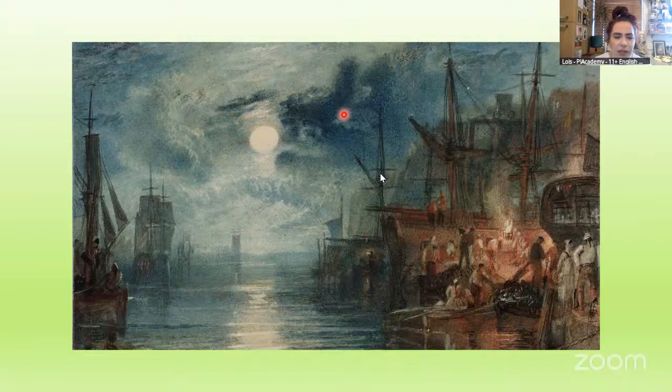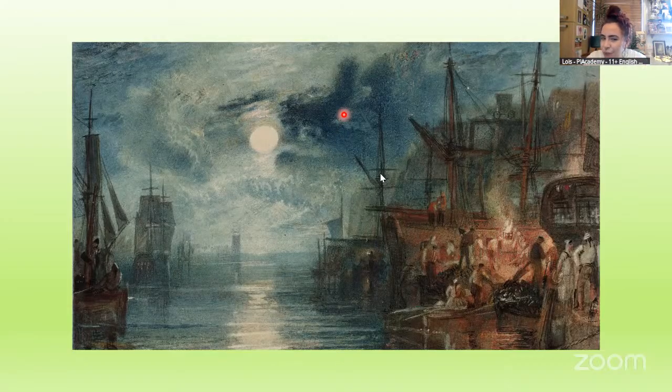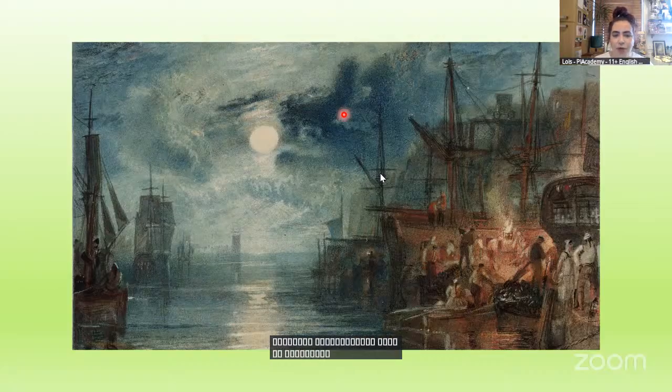What else have we got here? Caden, similar thing. Paragraph one, atmosphere, sky, moon, the feelings. When you said the feelings, I guess you mean the feelings that creates, the sort of mood of the picture, I think you mean there. Paragraph two, the ships and the water. Yes. And paragraph three, the people. Yeah, fantastic.